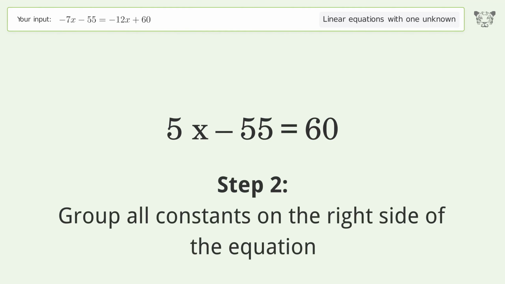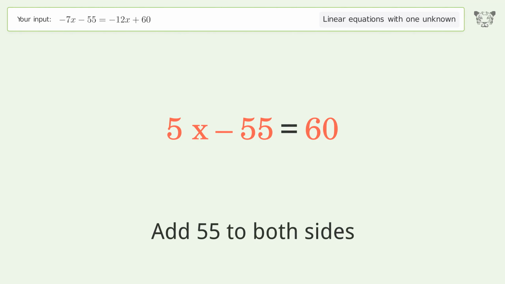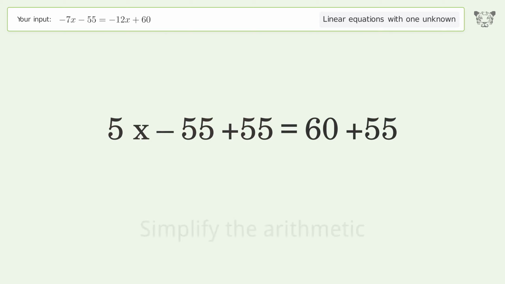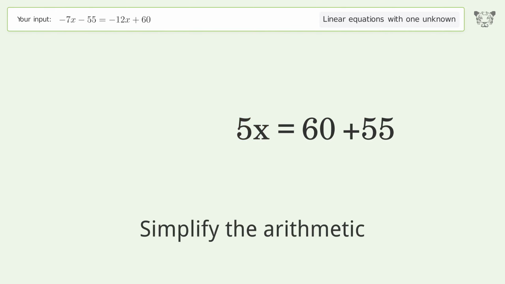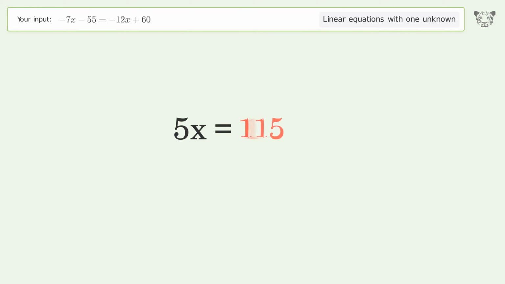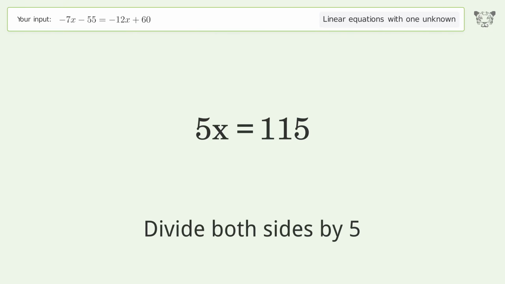Group all constants on the right side of the equation. Add 55 to both sides. Simplify the arithmetic. Isolate the x. Divide both sides by 5.